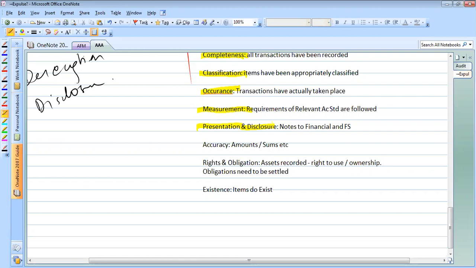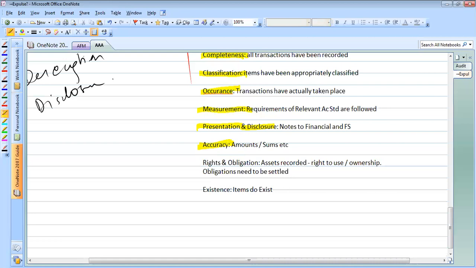And when it comes to disclosure, it is about the notes to the financial statements being in accordance with the relevant accounting framework. Then accuracy. Now, what do you mean by accuracy? Accuracy is that there could be various errors incurred while preparing the financial statements. It could be an error of omission, an error of commission, an error of transposition, there could be various types of error.